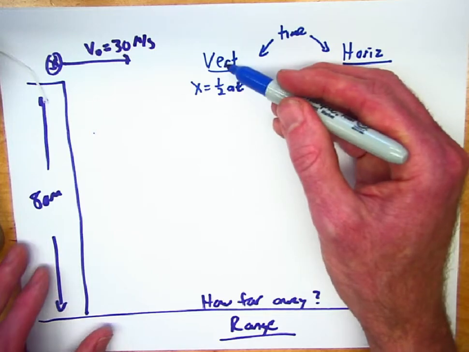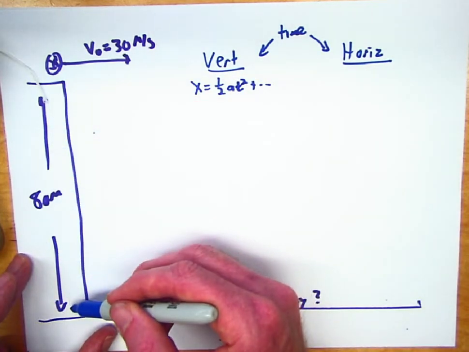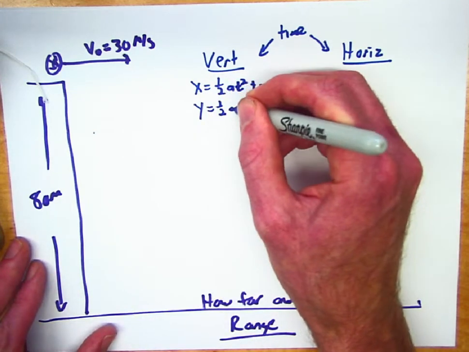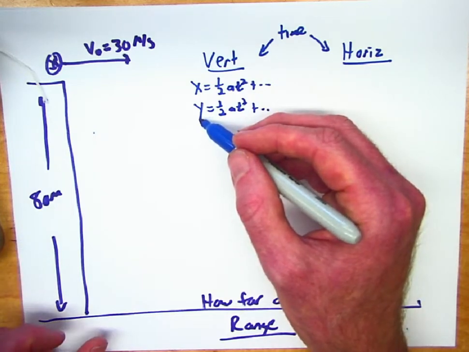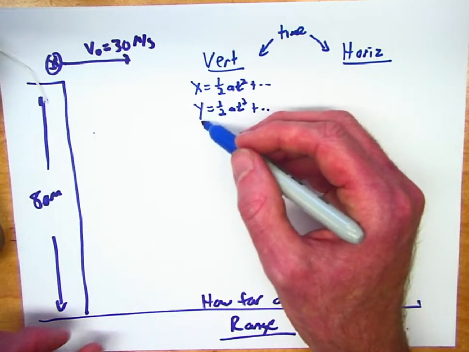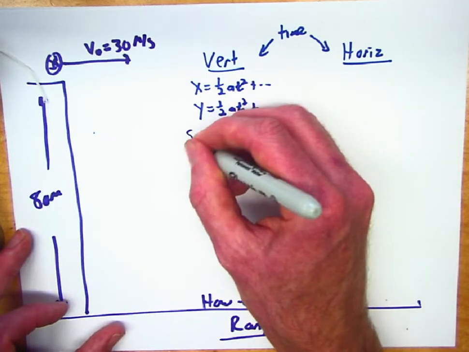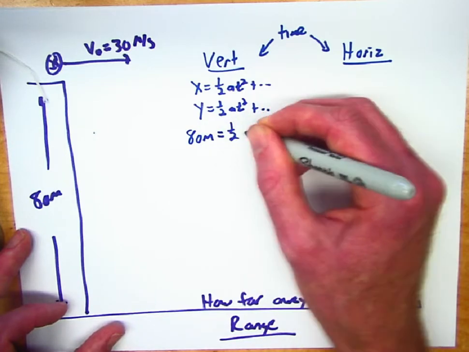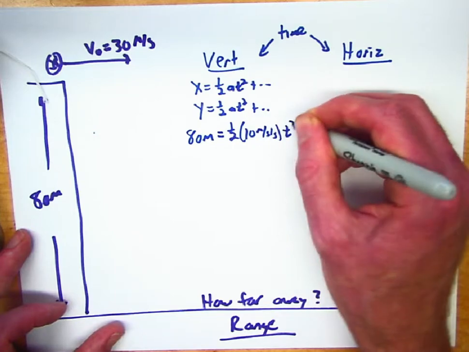From the vertical direction, I know the distance right here, the vertical distance. Sometimes, by the way, people write this as y equals 1/2 at squared plus that. Since we're talking in the vertical direction, sometimes people like to use y. So it doesn't really matter what we call it. But to plug into this equation, I know that the ball is going to go 80 meters in the vertical direction, 1/2 gravity, 10 meters per second times time squared.